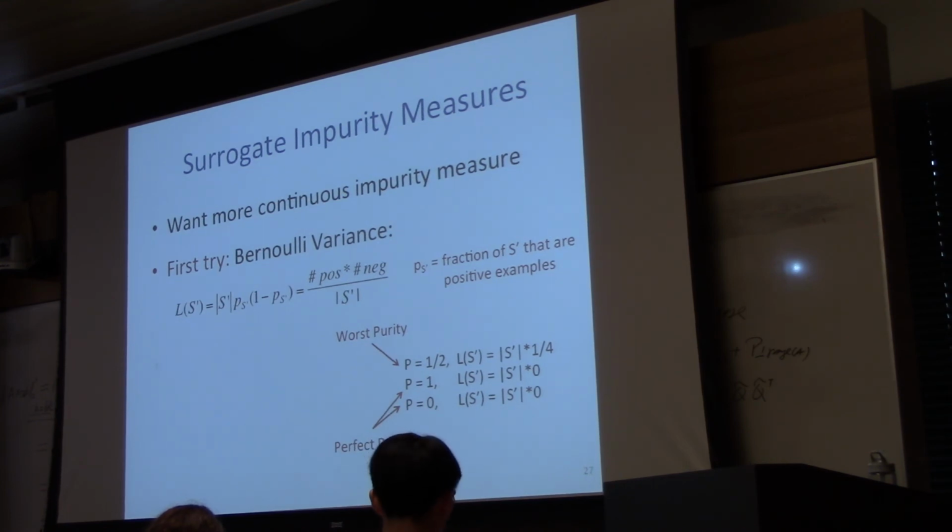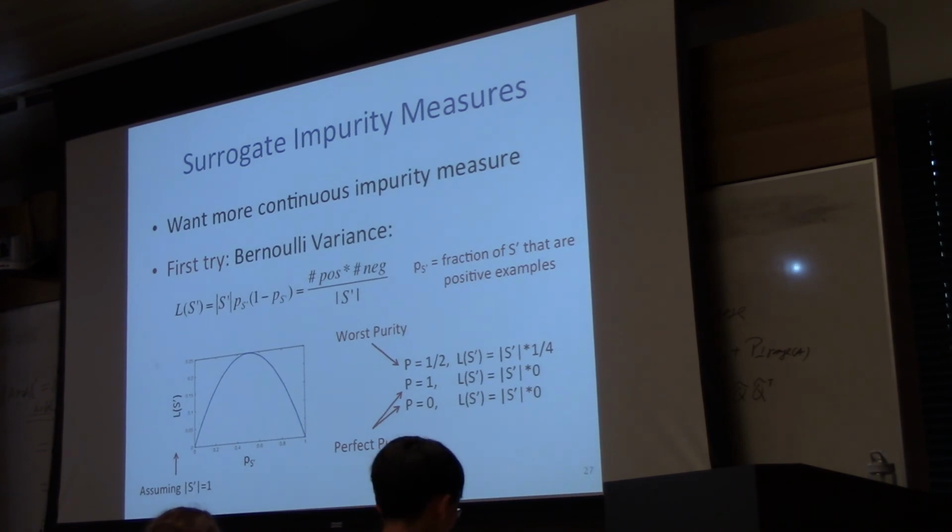So the worst impurity, or the worst purity, is when you have a training partition with 50% positive, 50% negative. This number is going to be quite large. And when you have perfect purity, zero impurity, when you have all positives or all negatives, this value is 0.